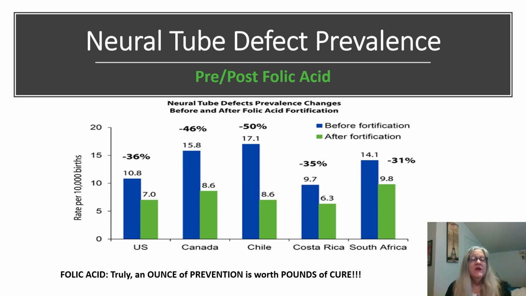pre-pregnancy, preconceptually, and during the first trimester. So why do we care about this? Neural tube defects worldwide cause about 300,000 cases of deformation per year. They are one of the most common congenital deformations, and a leading cause of morbidity and mortality.